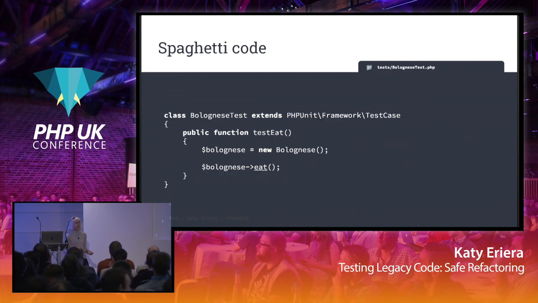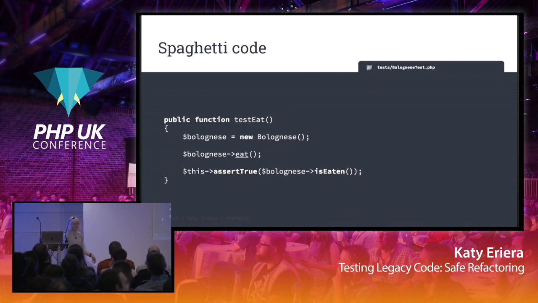So if we want to test something like this, we create our bolognese test file, and we want to test what happens when we eat the bolognese. So we're going to create a new bolognese, and we're going to eat it. And yeah, this works. We're going to assert that after we've eaten our bolognese, that it is indeed eaten.